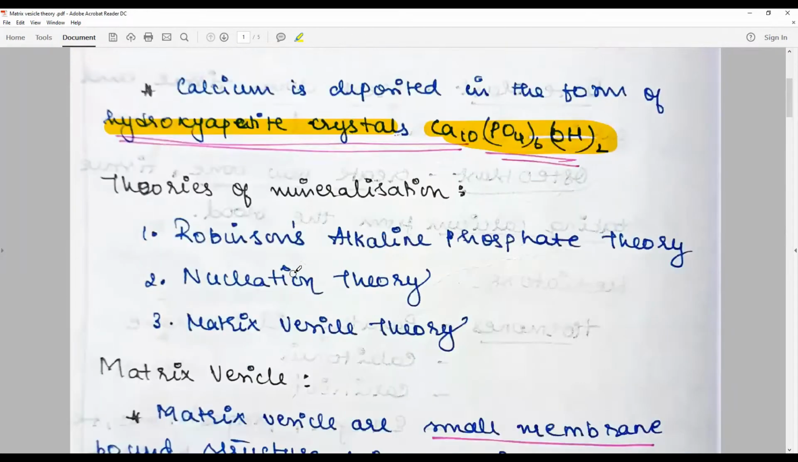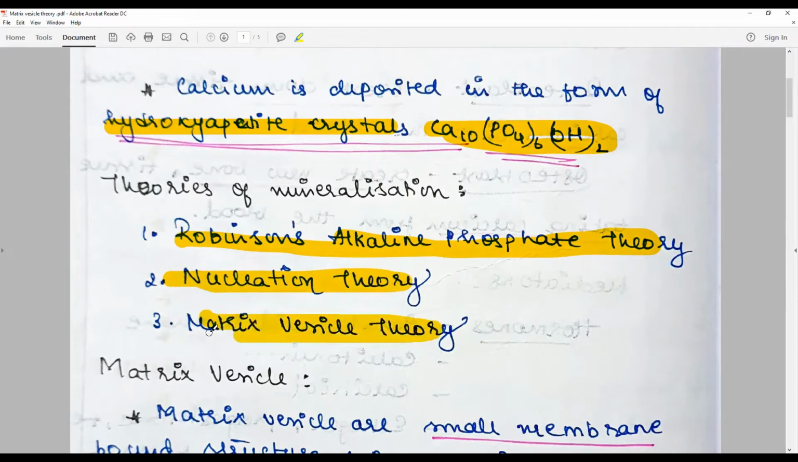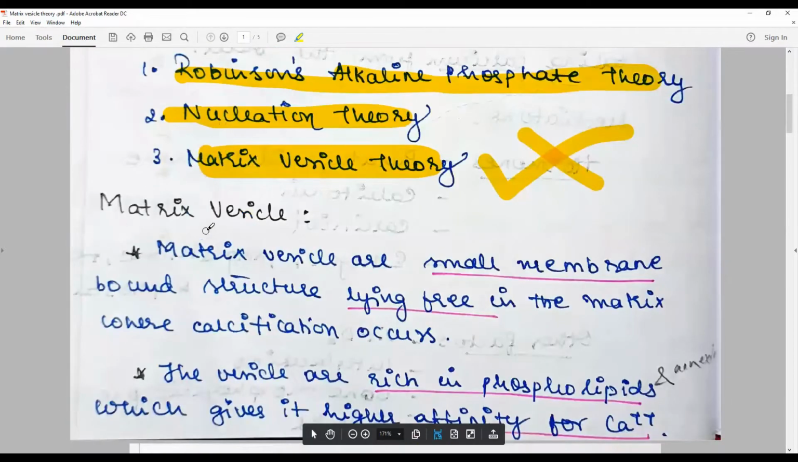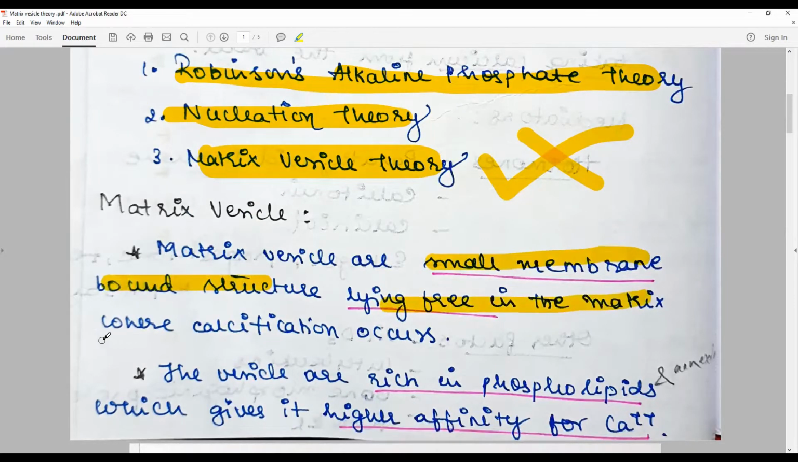The theories of mineralization include Robinson's alkaline phosphatase theory, nucleation theory, which could be homogeneous or heterogeneous, and matrix vesicle theory, of which this is the most recent and advanced one. Always asked in exams. Okay, matrix vesicles: the answer should be like this: they are small membrane bound structures lying free in the matrix where calcification occurs.